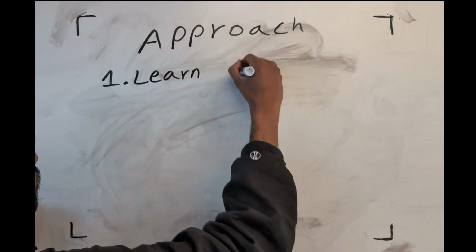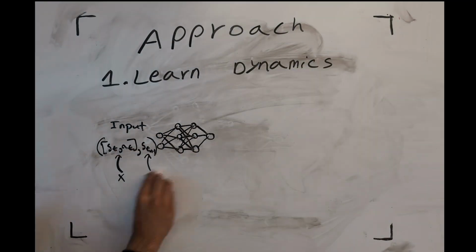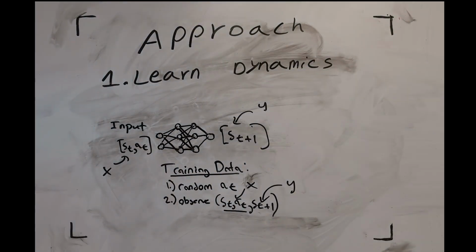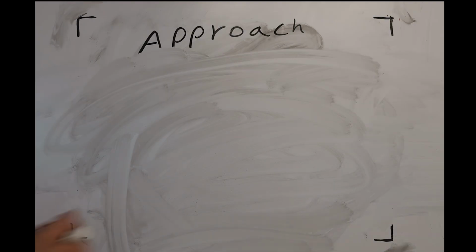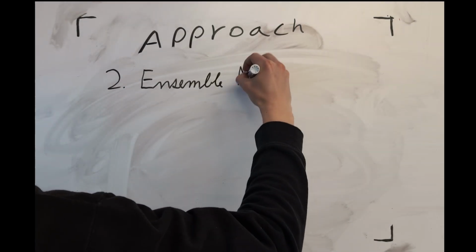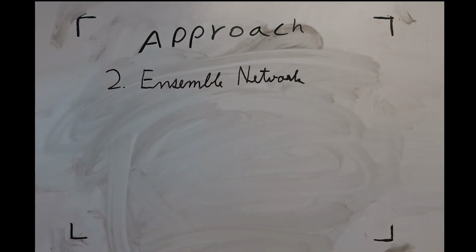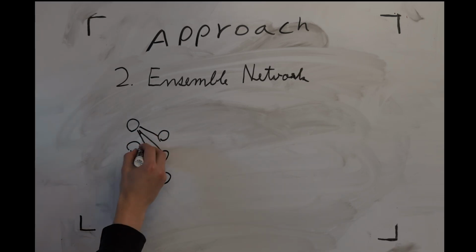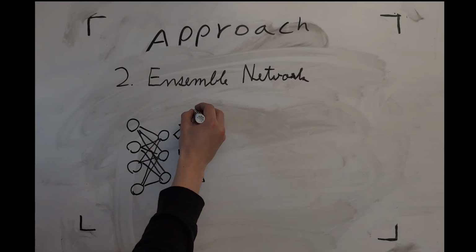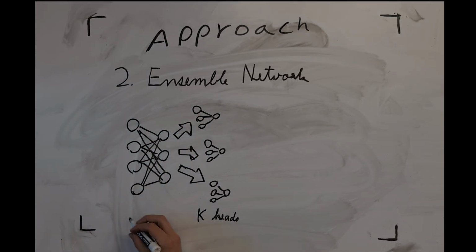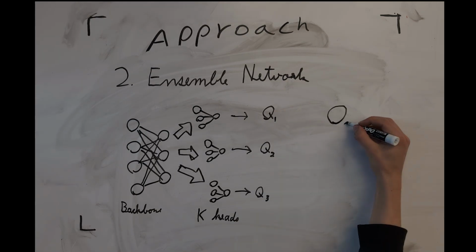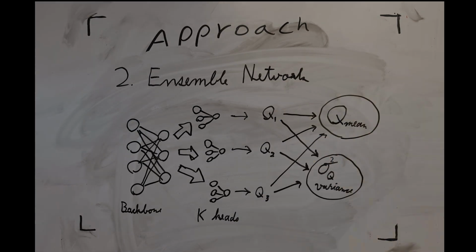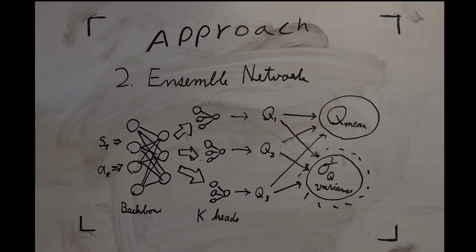First, we learn our dynamics for computational efficiency. This is done with a standard supervised learning approach. To estimate the uncertainty in our Q network, we decided to employ an ensemble network. This ensemble network works by using a multi-layer backbone and k separate heads. Each of these heads outputs a different Q value based on a given state action pair. From this, we can obtain a mean and also a variance. This variance we're using as an estimate of the uncertainty.